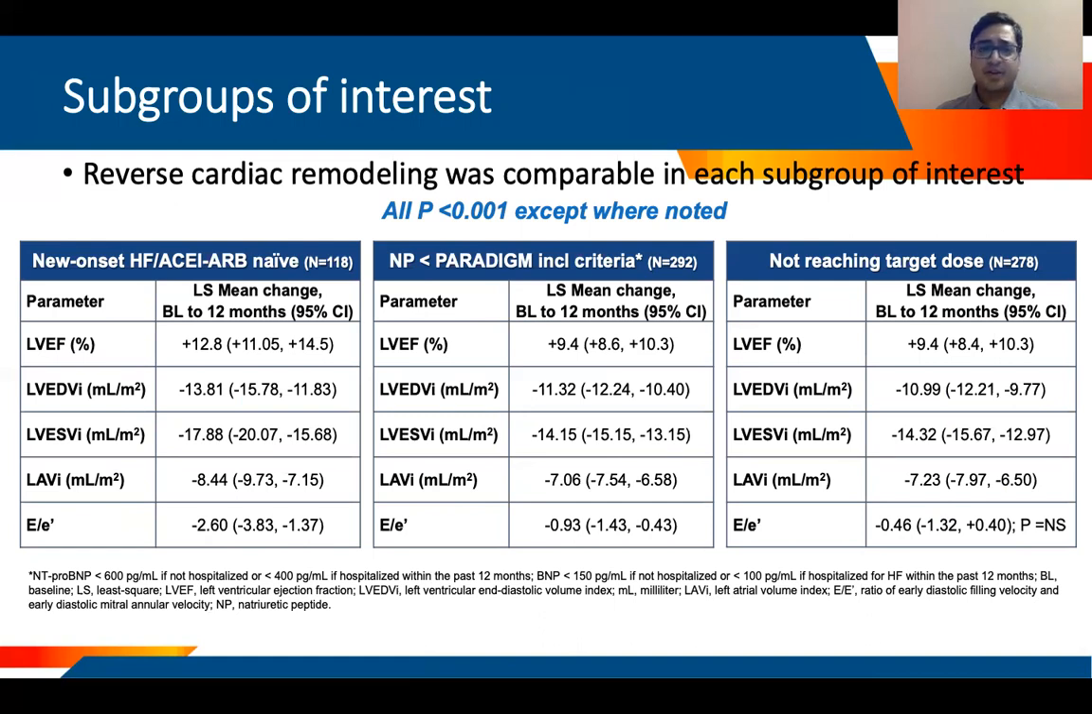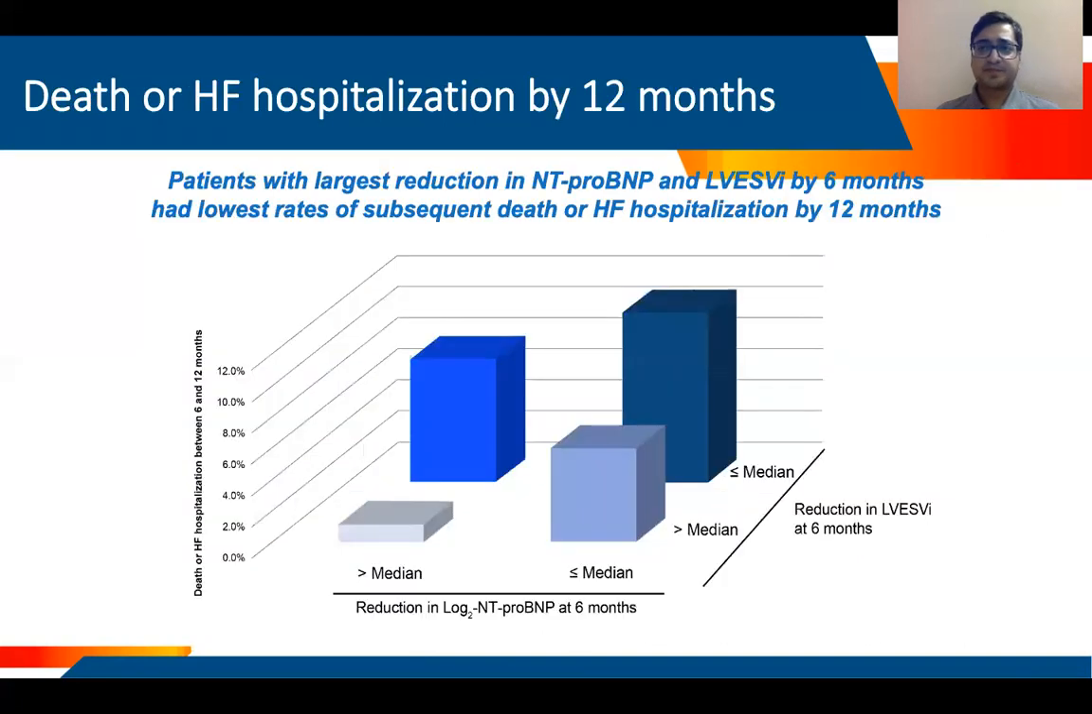And reverse cardiac remodeling was comparable in almost each group, be it new onset heart failure or ACE inhibitor/ARB naive patients. NT-proBNP value, LVEF, LVEDV, LVESV, LVMI, and E by E prime are significantly affected by prescribing ARNI. That's a significant study analysis.